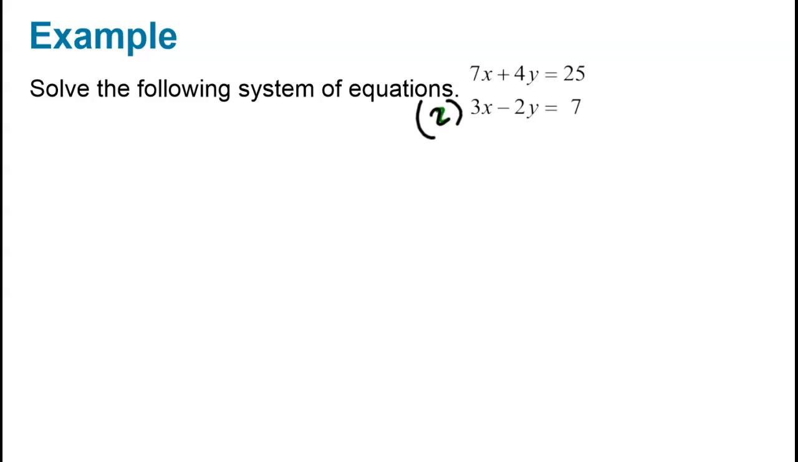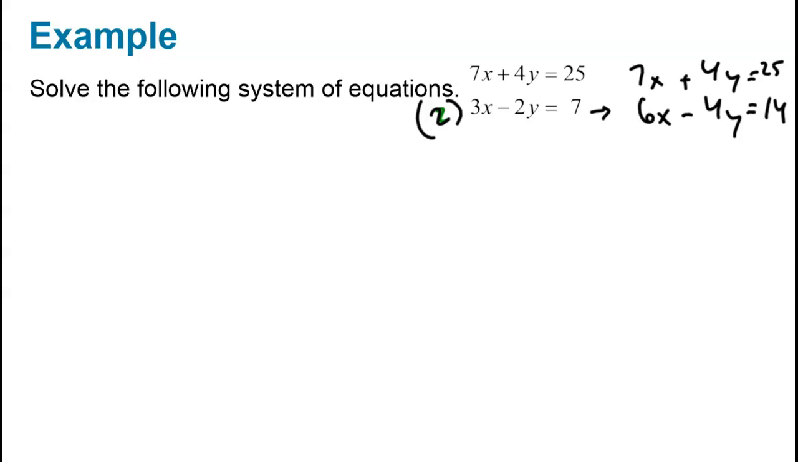and so with that we're going to have 6x minus 4y equals 14. Remember, you have to multiply all the way across. What you do to one side, you have to do evenly on both sides of the equal sign. Okay, so with that, we have 7x plus 4y equals 25.